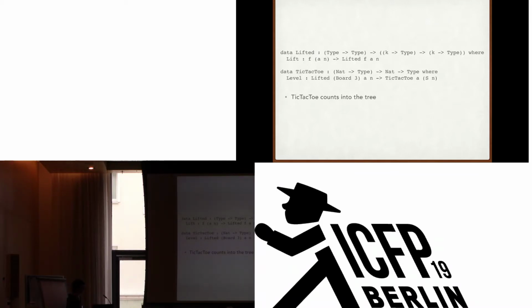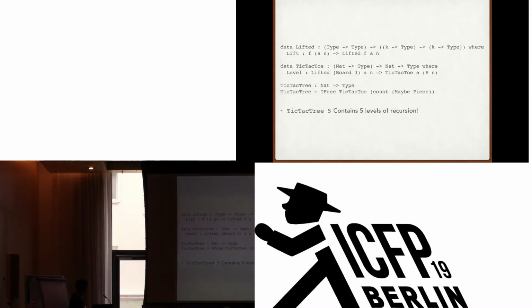And then the key thing to note is a tic-tac-toe on one level, n, is then promoted to another, higher level. So the tic-tac-toe game finalized will now count down into the tree. So this tic-tac-tree thing, tic-tac-tree 5, will have 5 levels, and that's exactly what we were after, so great.